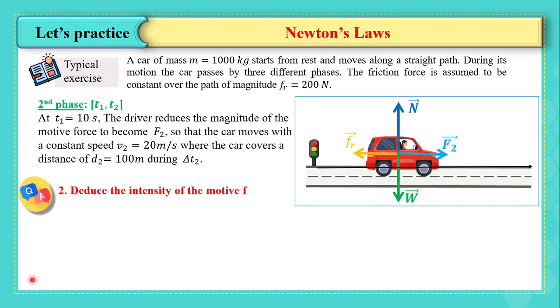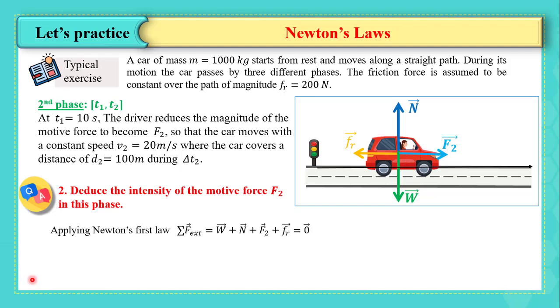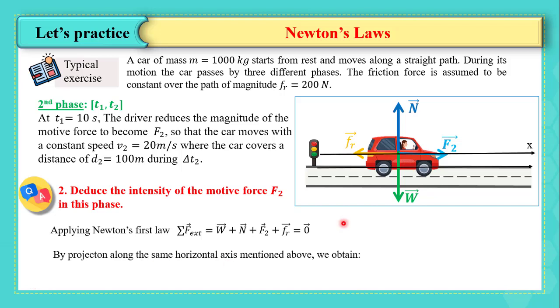In the second part, we are asked to deduce the intensity of the motive force F2 in this phase. We apply Newton's first law, where the sum of the external forces is equal to 0 vector. The external forces are W vector, N vector, F2 vector, and Fr vector. Their sum as vectors is equal to 0 vector. Now we need to project along the same horizontal axis mentioned in the previous slides. Then we obtain F2 minus Fr is equal to 0. This implies that the magnitude of F2 is equal to the magnitude of Fr, which is equal to 200 Newton.